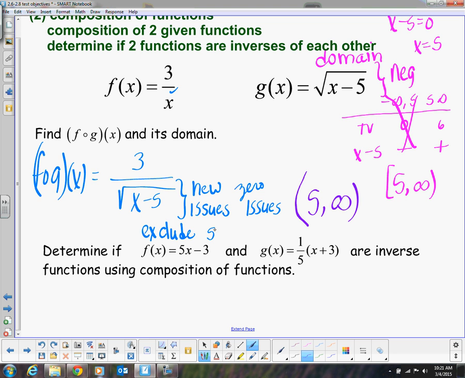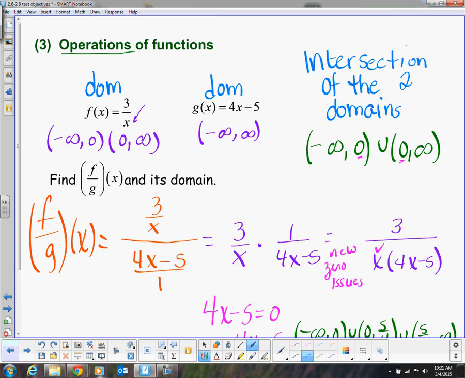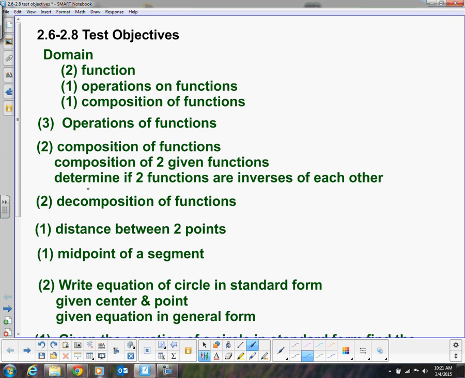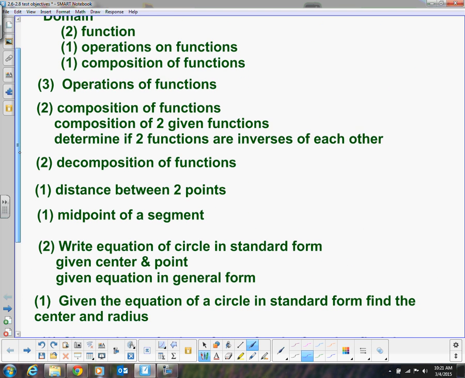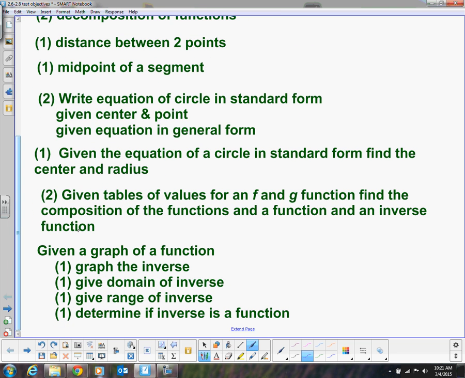Now, determine if these are inverse functions using composition of functions. Did we already do one like that? Yes. So we don't have to do that one. So let's go back to our objectives and see, because that's all I wrote. Did anybody bother to go back and look at this one that I told you on page 291? I did those. I think you were the only one. Okay, I'm just saying, you better review.